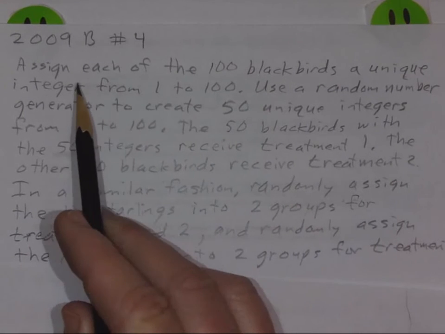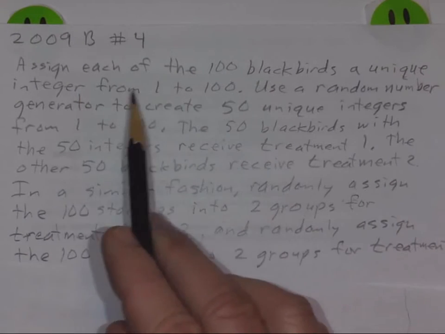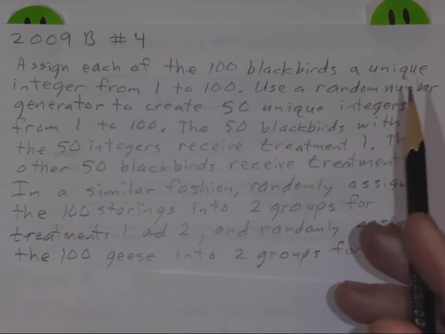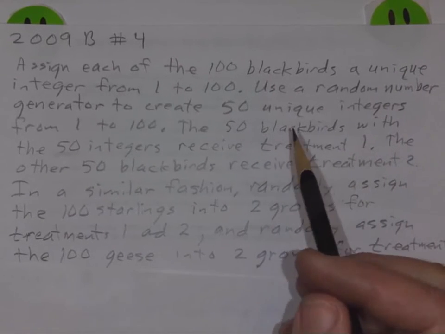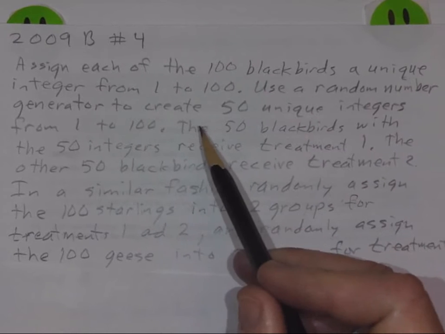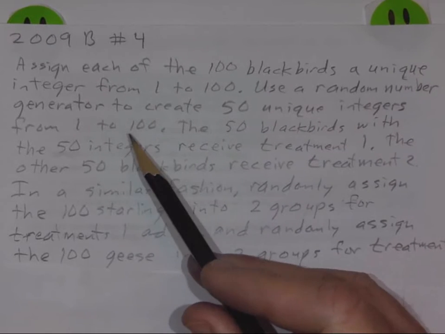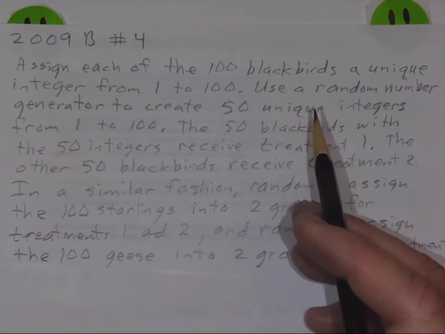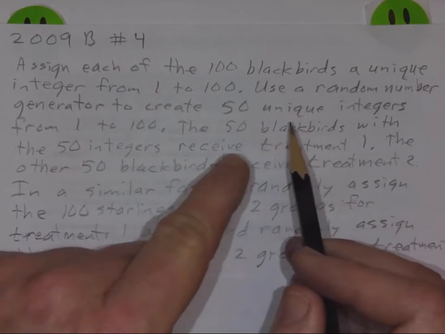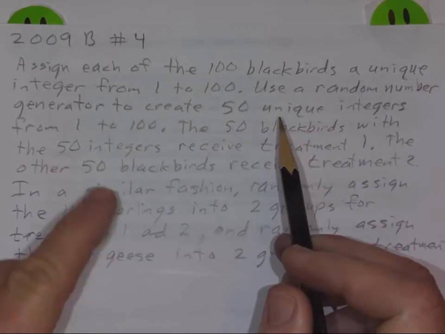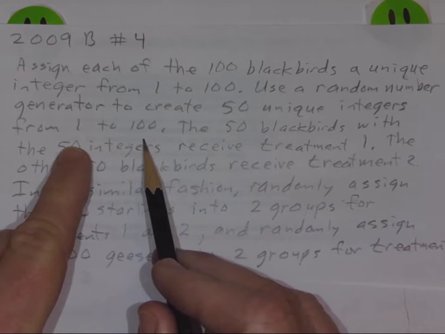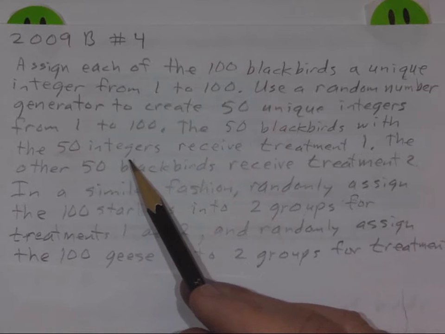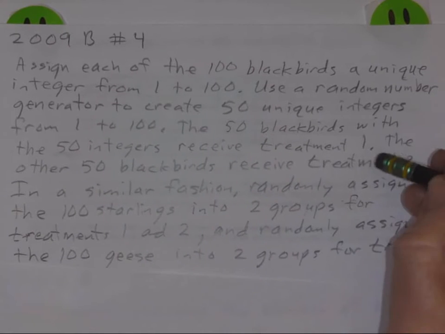If I start with the blackbirds, assign each of the 100 blackbirds a unique integer from 1 to 100. It's important that you say unique, or distinct, or ignoring repeats. Use a random number generator to create 50 unique integers from 1 to 100. You have to say it like that. We're picking out 50 to go in treatment 1, 50 to go in treatment 2. You have to say unique or distinct, and you have to say from 1 to 100. The 50 blackbirds with the 50 integers receive treatment 1.